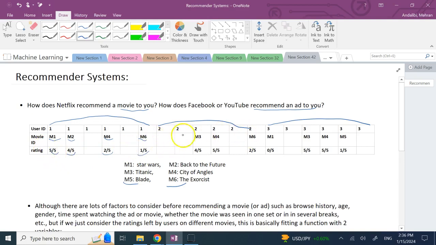The second user, she watched movies 3, 4, and 6, and when we say 3, that means Titanic, 4 means City of Angels, 6 means, let's say, The Exorcist, and so on. And the third person watched M3, M4, and M5. And again, they have a list. They know which ID of movie corresponds to what, and they have a list of which name corresponds to which user ID. Okay? So, based on this, they want to suggest you something.